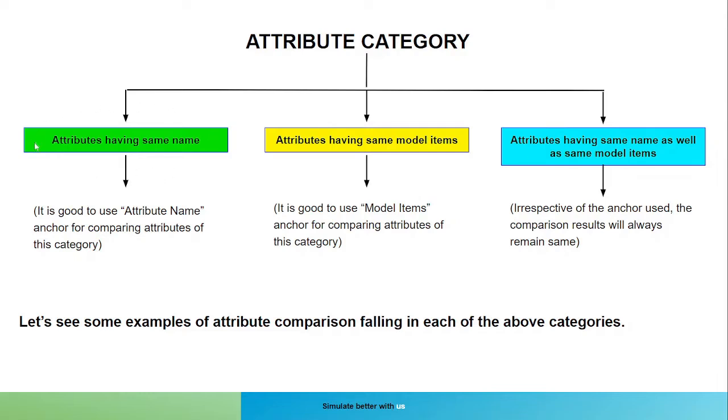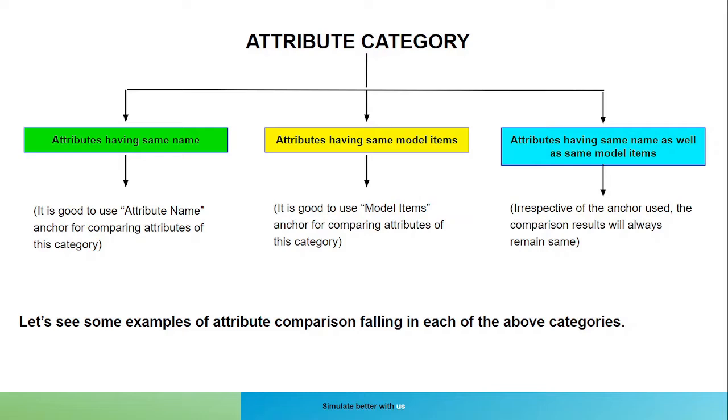For example, if your attributes fall in the first category, that is, their names are the same, then it's good to use attribute name as an anchor while comparing your abstract model files. If your attributes fall in the second category, that is, the model items are the same, then it is good to use model item as an anchor. But if your attribute falls in the third category, that is, the naming as well as the model items are the same, then irrespective of the anchor used, you will always get the same results.